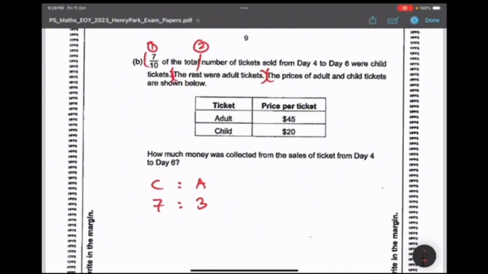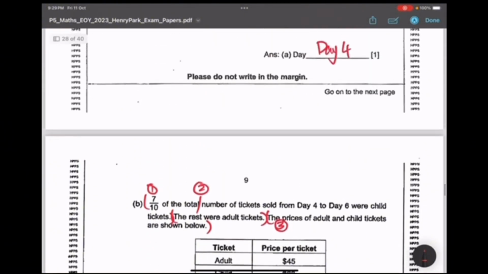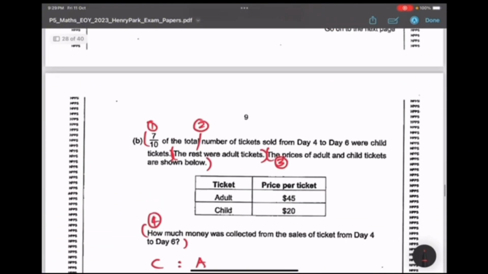It says the prices of adult and child tickets are shown below, with the adult costing $45 and the child $20. Now let's look at sentence number 4, which is my last sentence and the main question. How much money was collected from the sales of tickets from day 4 to day 6? What we want to do is to take a look at our line graph once again, noting that day 4 is 350, day 5 is 100 and day 6 is 250.